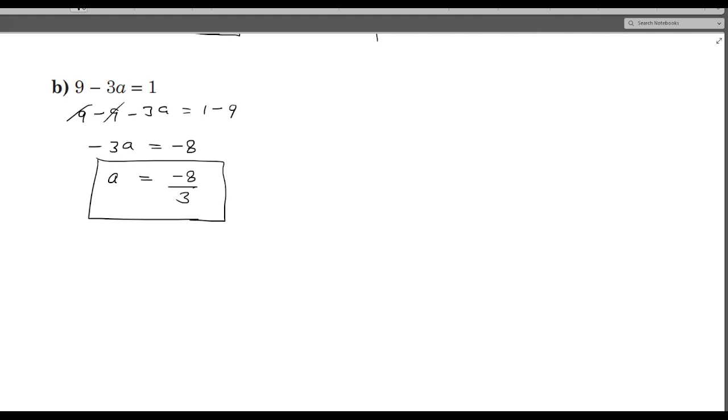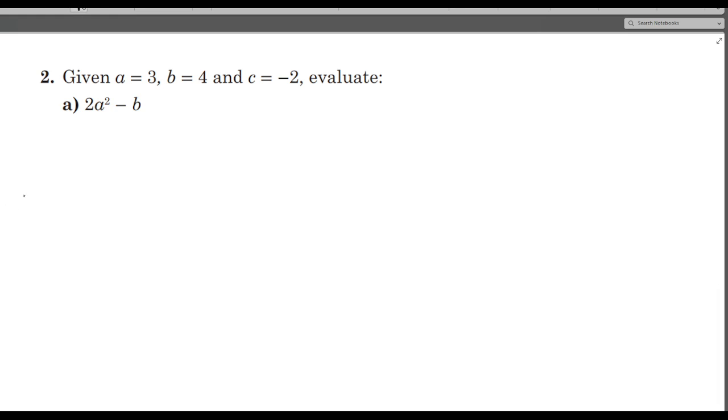So you understand how we solve a linear equation where you have only one variable. Now the second question is related to substitution. Substitution is again a very simple concept. What you have to do here is simply replace your a, b, c with the values given over here. So this is the first question.